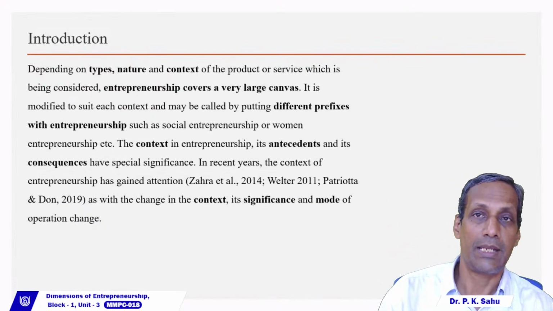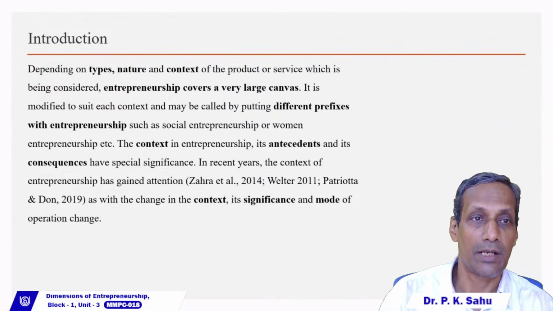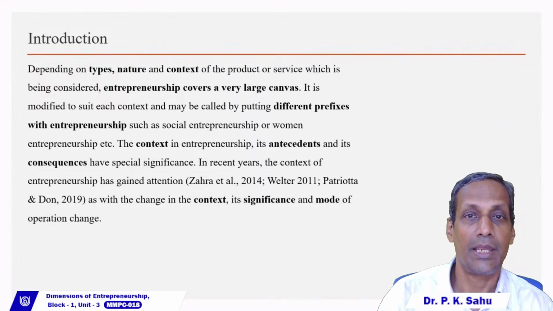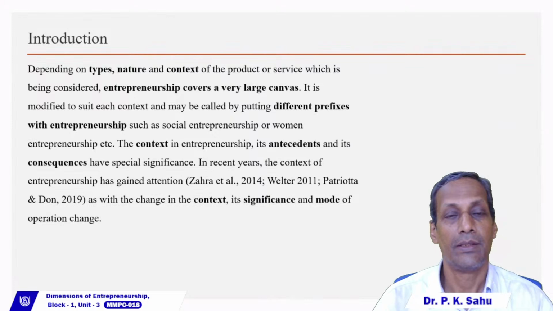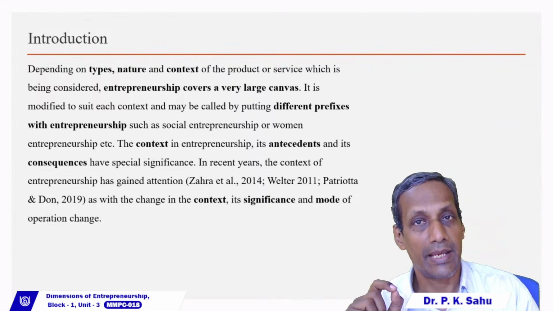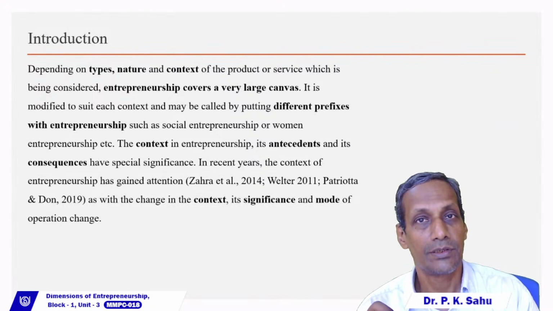Depending on the types, nature, and context of the product or service which is being considered, entrepreneurship covers a very large canvas. It is modified to suit each context and may be called by putting different prefixes with entrepreneurship, which we will discuss today, like social entrepreneurship, women entrepreneurship, techno entrepreneurship, etc. The context in entrepreneurship, its antecedents and the consequences, you should note that they have a special significance. In recent years, the context of entrepreneurship has gained attention. With the change in the context, its significance and mode of operations change.